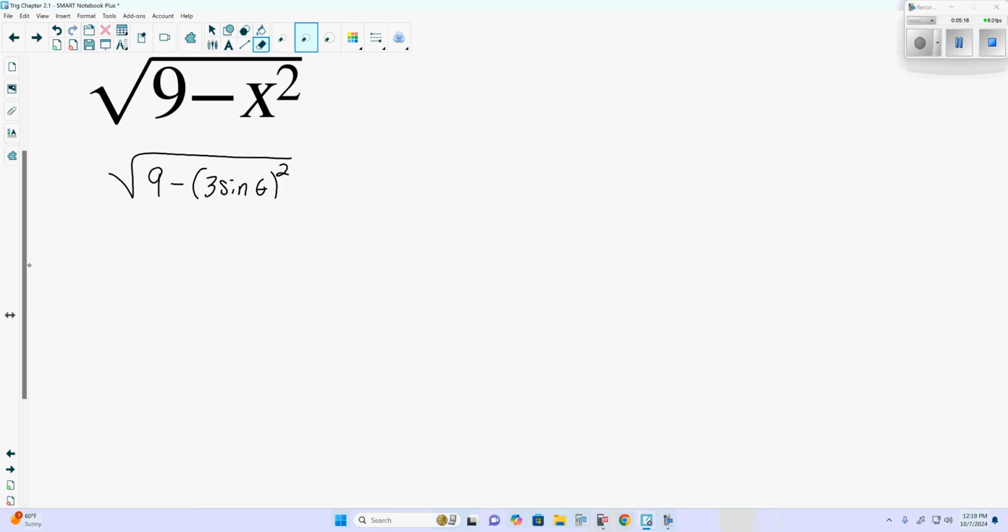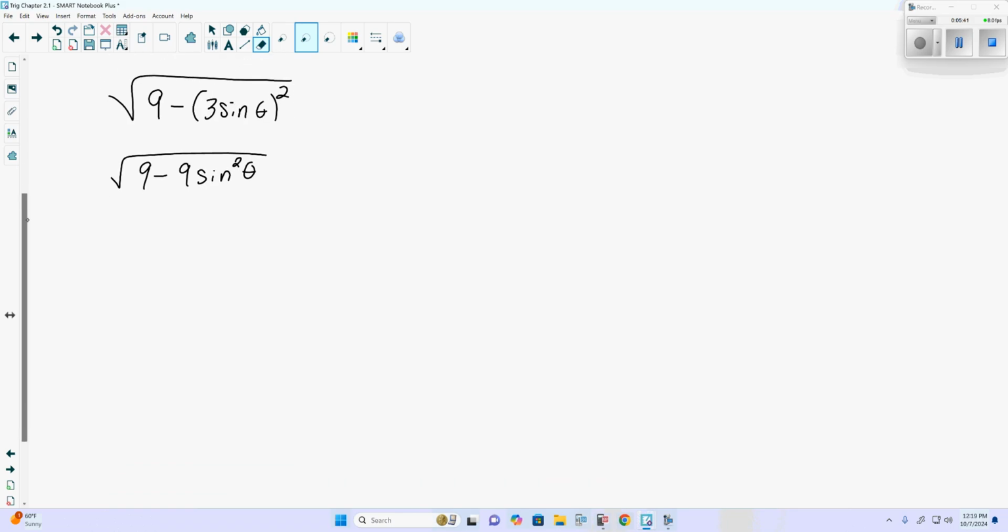But we will need to simplify our 3 sine of theta squared. And since it's a single term, we don't have 3 plus sine, just 3 times sine. So 3 sine of theta times 3 sine of theta is 9 sine squared of theta. And as we saw in the last one, we do have a greatest common factor of 9, and we can factor that out. Questions on this so far?